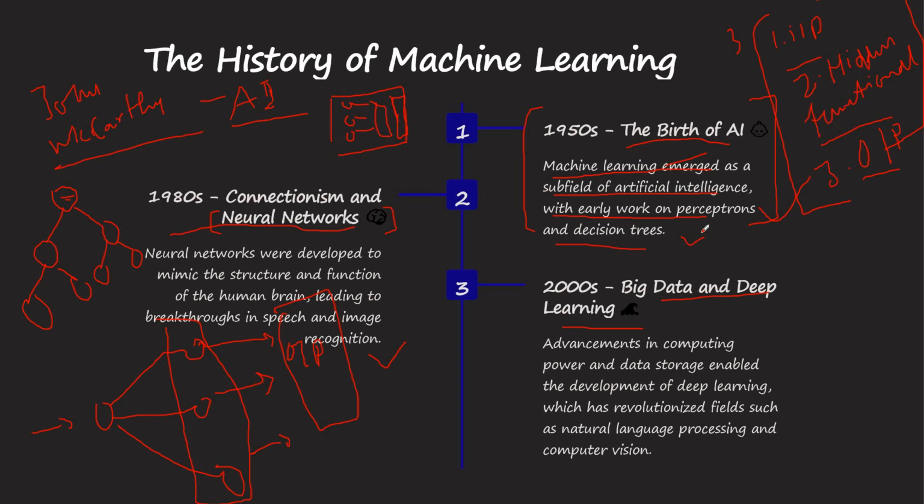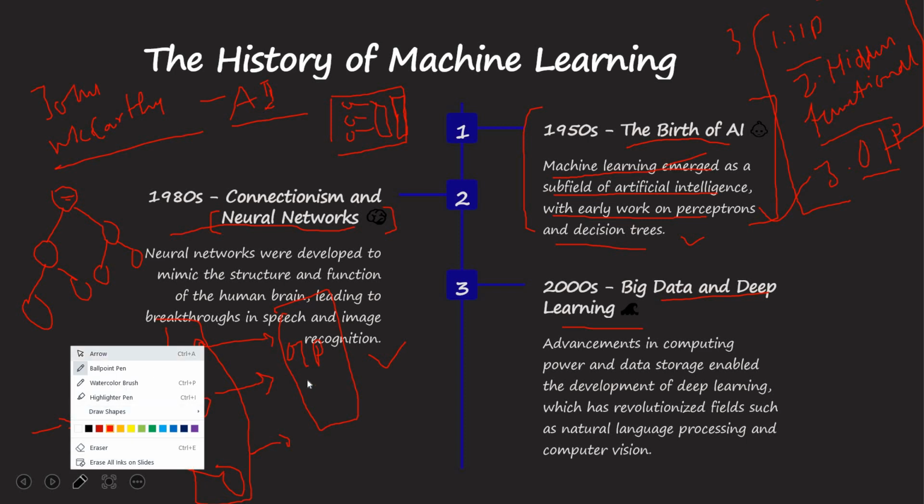Like Deep Blue of IBM, which was basically a chess playing robot, and Deep Blue defeated Garry Kasparov as well. So that is the evolution of machine learning algorithms and machine learning systems till date. Okay, so I hope this topic is clear to you all.